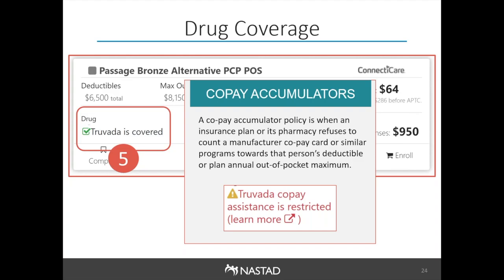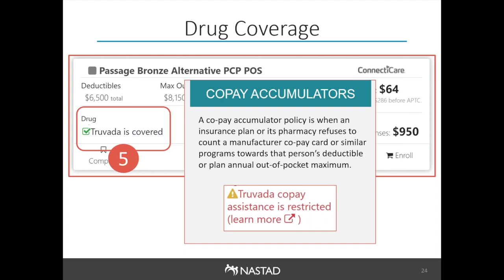Copay accumulator policies. This is something that we've started to hear about. It's unclear at this time how widespread these policies are. NASTAD is certainly watching this issue closely. Plans that adopt this policy may refuse to count the Gilead copay assistance or other third-party copay assistance towards the deductible and out-of-pocket maximum. It's a lot more common in employer plans, but we've started to see it come up in the individual market too.